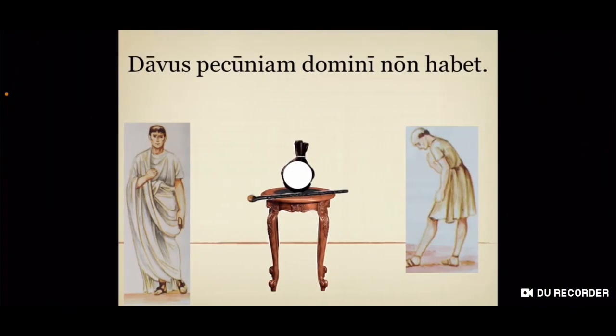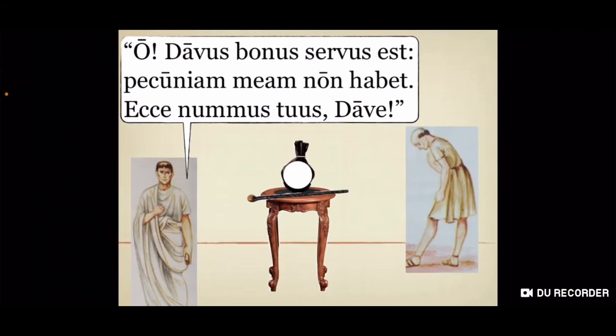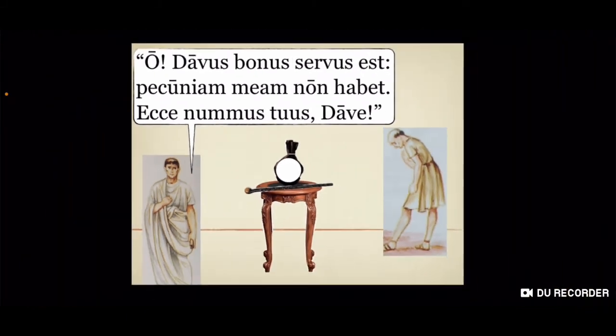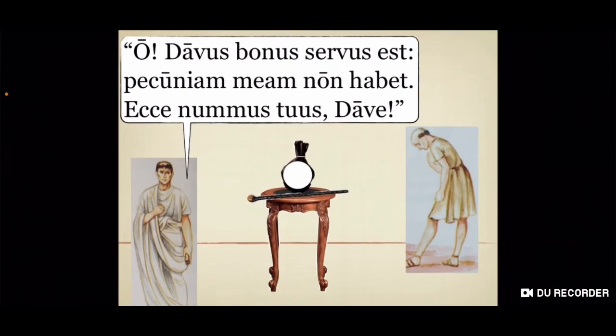Davus pecunia domini non habet. Davus does not have the money of the master. Or Davus bonus servus est. Or Davus is a good servant. Pecuniam meam non habet. He doesn't have my money. Ecce numus tuus, Dave. Look, your money. Your coins, Davus.